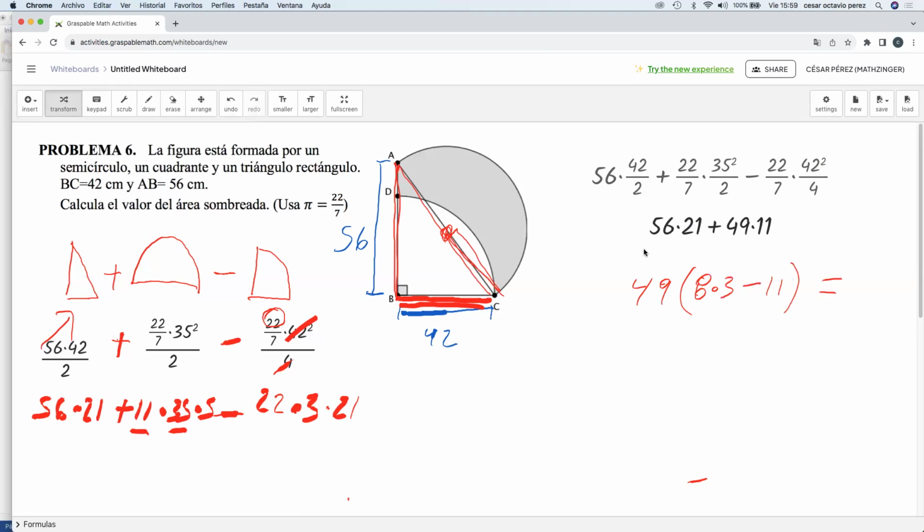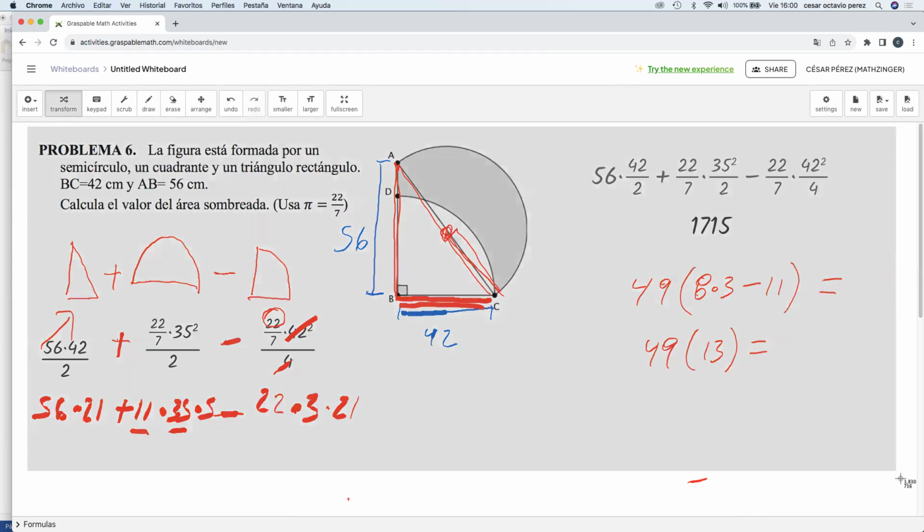Yes, that's right. 7 por 8 y 7 por 3. 24 menos 11 es 40. 40 times 10. 30. Sí. Okay. Yeah, that's it. Okay. That's the answer.